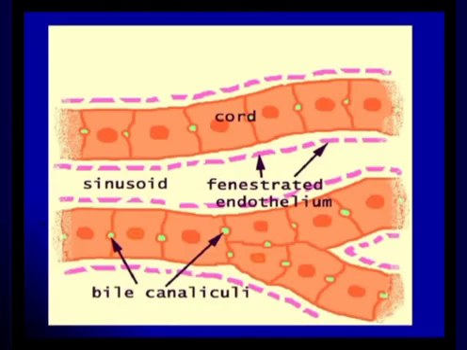So these are the cords of the hepatocytes, and in between the cords of the hepatocytes you can see the area. This is the sinusoid. These are the blood vessels lined by the endothelial cells, which have got the gaps in between.